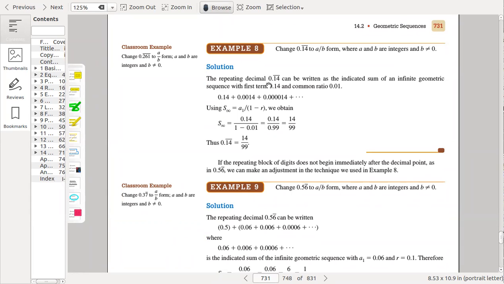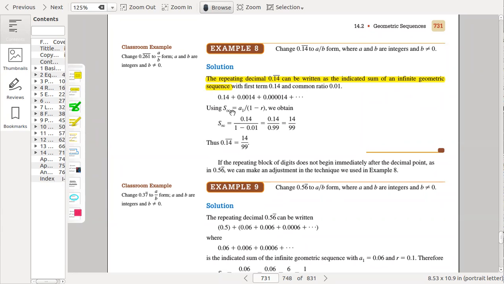The repeating decimal 0.14 bar can be written as the indicated sum of an infinite geometric sequence with first term 0.14 and common ratio 0.01. So this is another advantageous property: the repeating decimal can be written as the indicated sum of an infinite geometric sequence, with first term 0.14 and common ratio 0.01.